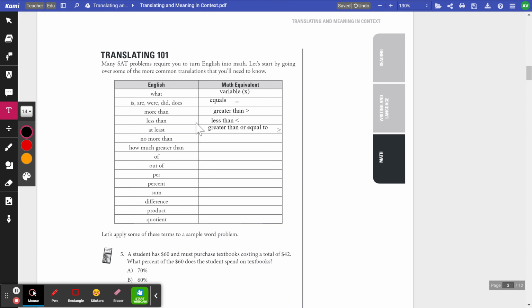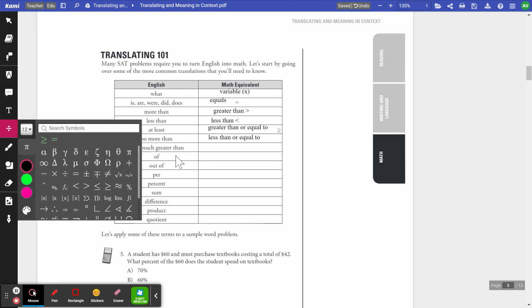And then this one, no more than. I'm sure you probably guessed it already. That one's going to be less than or equal to. Shift that down. There we go. And put in a math symbol right here of less than or equal to.